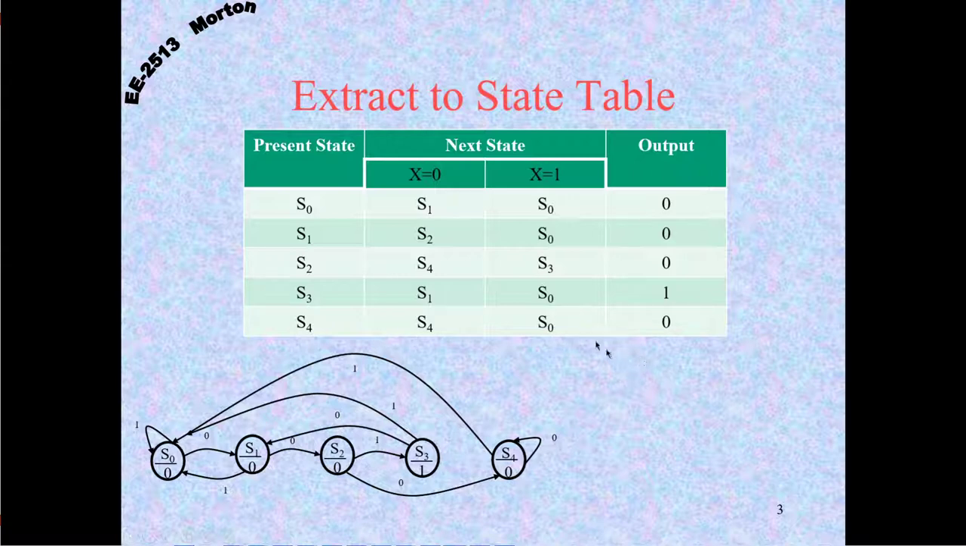Now, what's the next step? The next step is flip-flop state assignment. In this case, we'll just do straight binary sequence. So how many flip-flops do we need for 5 states? We have to have 3 because we can only do 4 as a maximum with 2 flip-flops. So with 3 flip-flops, we can do 8.